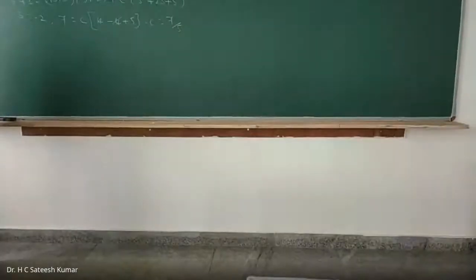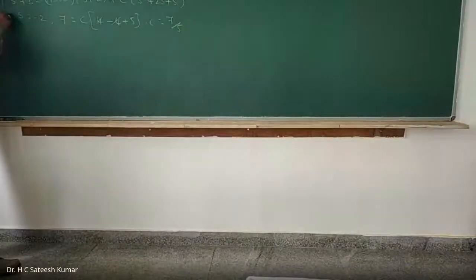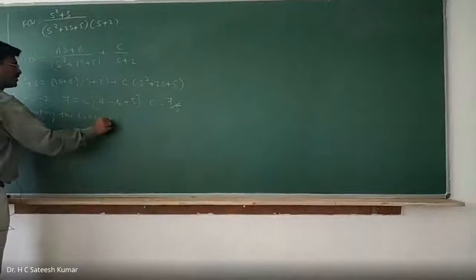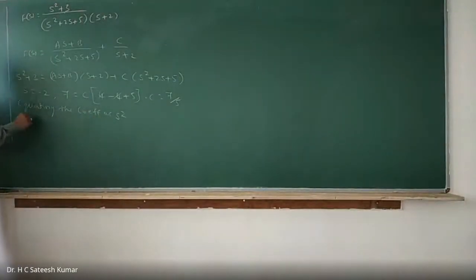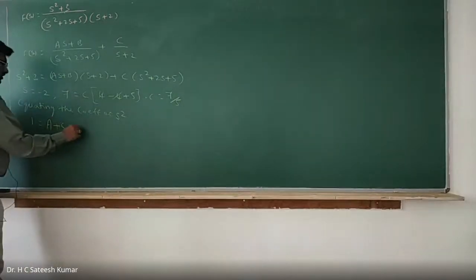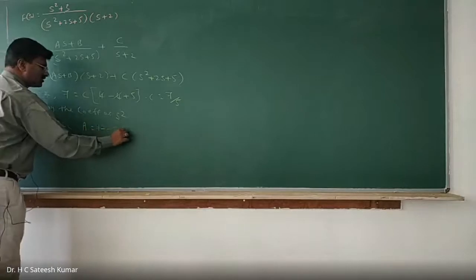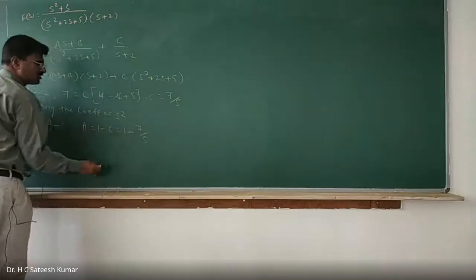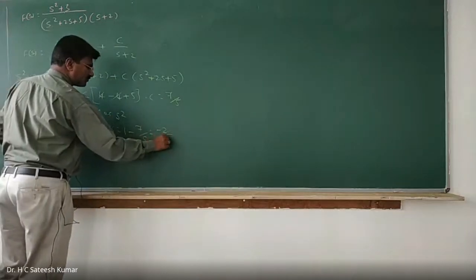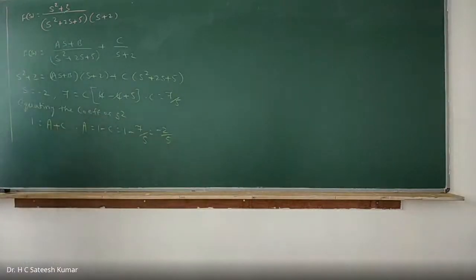So C is equal to 7 by 5. Now, equating the coefficients of s square. S square coefficient is 1, is equal to A plus C. Therefore, A is equal to 1 minus C, which is equal to 1 minus 7 by 5, which is equal to 5 minus 7 is minus 2 by 5. Minus 2 by 5. Okay, right.